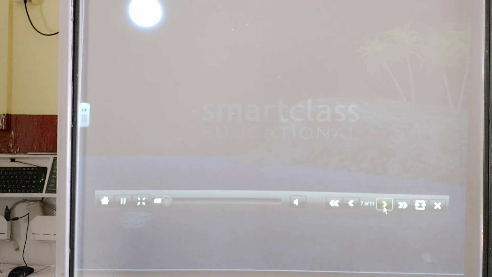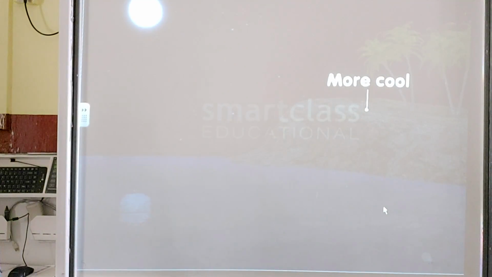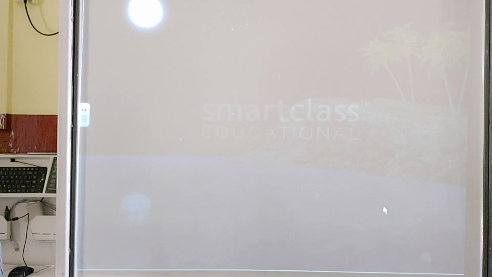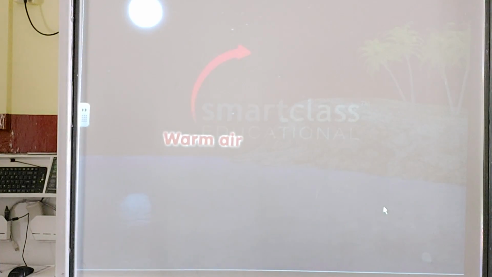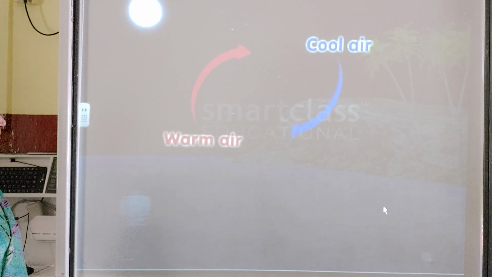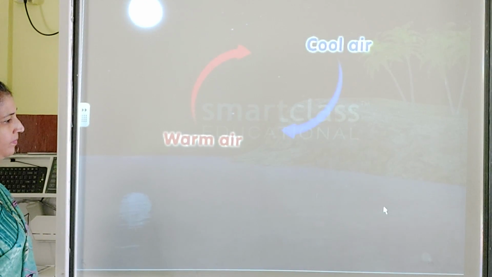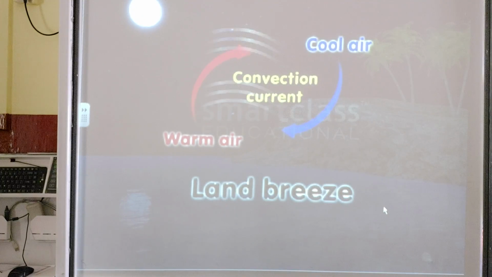During the night, land loses heat faster than water and becomes cooler. The air above the sea is now warmer. It rises up, and the cooler air over the land blows towards the sea to take its place. This sets up convection currents, forming a land breeze at night.